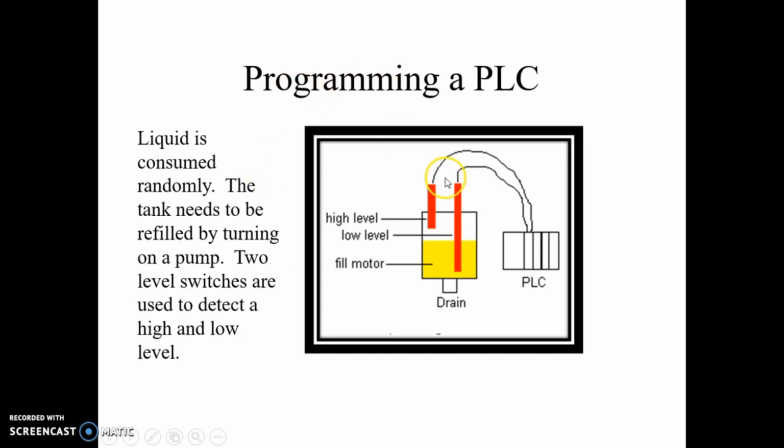Now suppose this is the situation for level control. This is the tank and liquid is consumed randomly, so it is required to refill the tank continuously by the pump. So there are two level switches required for sensing the low level as well as high level. One filling motor is required. It may be operated by solenoid valve or motor, and program is required to run this situation.